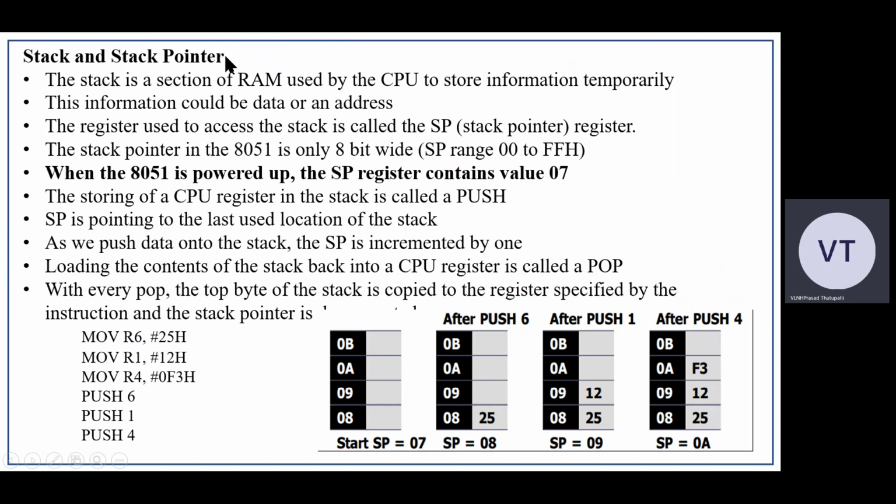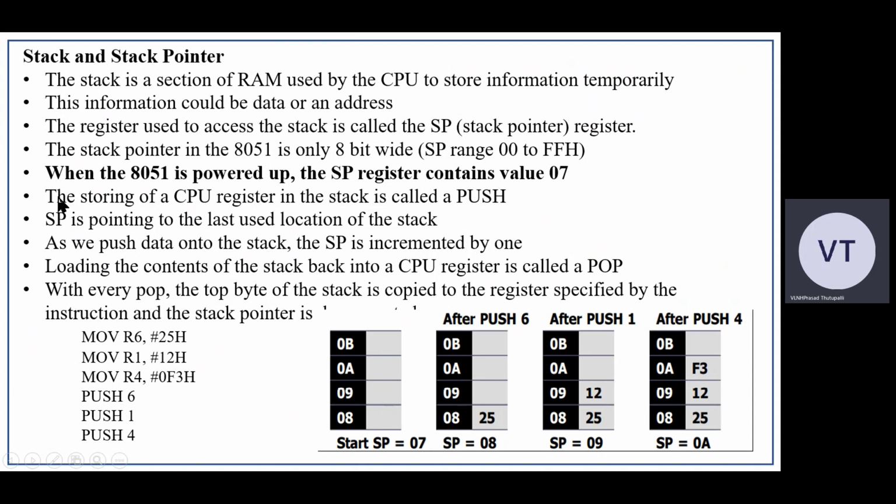Stack and stack pointer. Stack is nothing but a part of RAM. The stack is a section of RAM used by the CPU to store information temporarily. The user also can store the data temporarily in that, not only the CPU. This information could be data or the address. And we use the stack pointer register, which is an 8-bit register in 8051, which holds the top address of the stack.